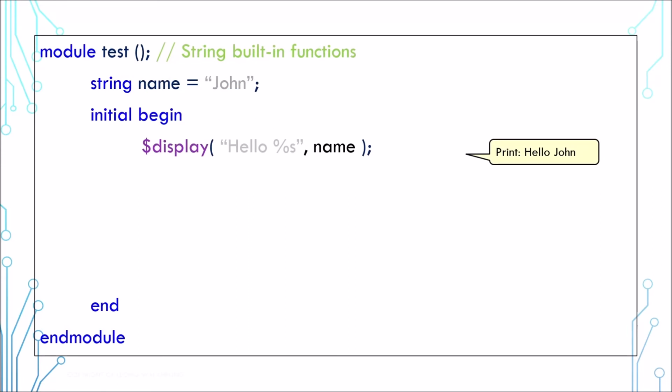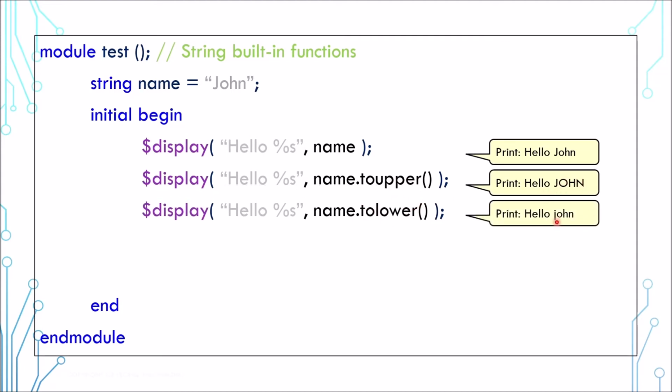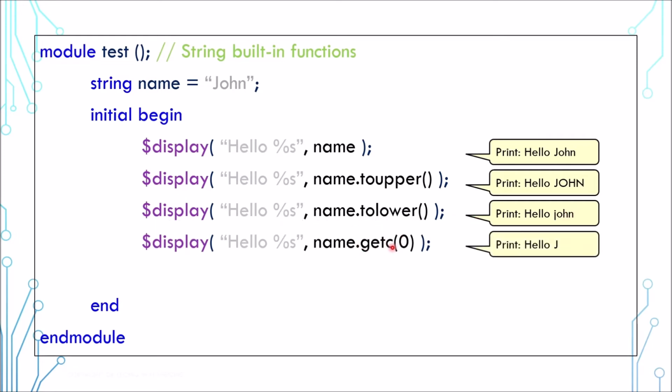String variables have built-in functions. One of them is toupper, which will return the string value in uppercase. Similarly, there is a tolower function, which returns the string value in lowercase. There is also a getc function, which stands for get character. You need to provide a position as argument, and it will return the character at that position. For example, getc(0) here will return the character at position 0, which is J.